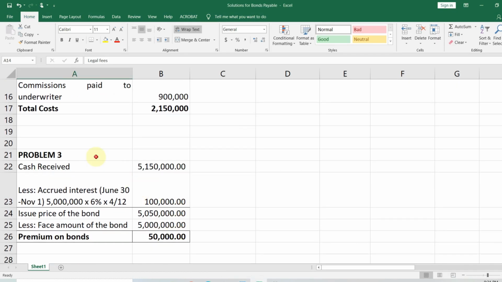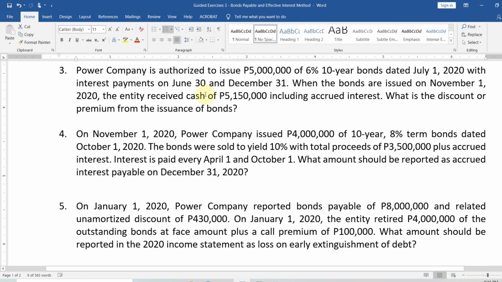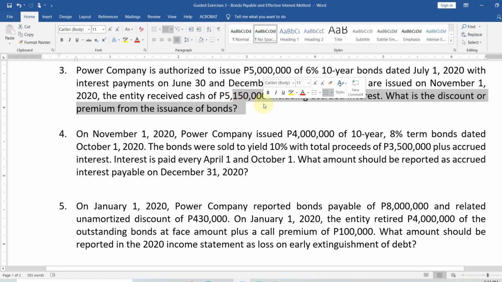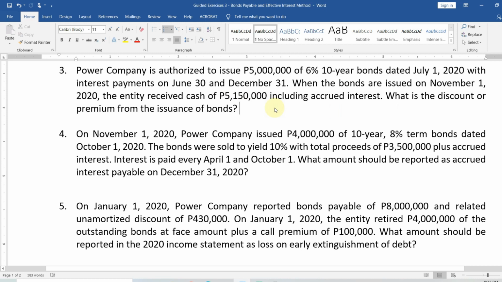That's easy. Problem 3: Power Company is authorized to issue 5 million of 6% 10-year bonds dated July 1, 2020, with interest payments on June 30 and December 31. The bonds are issued on November 1, 2020. It is dated July 1 but was issued November 1. The entity received 5,150,000 including accrued interest. What is the discount or premium from the issuance of the bonds?